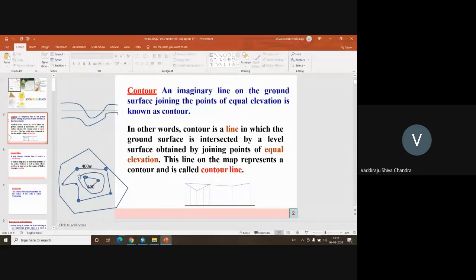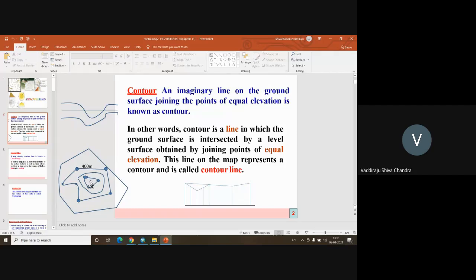If you can see in this figure, there are 4 to 5 points existing at different places. The line joining these different points, which have an elevation value of 400 meters, is called a 400-meter contour. Similarly, there's another example, a 500-meter contour. So we are simply going to measure the elevation or reduced level at any selected point on the ground surface, join all those points, and define it as a contour.